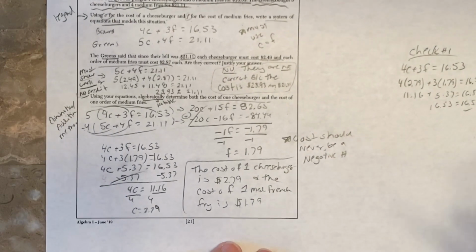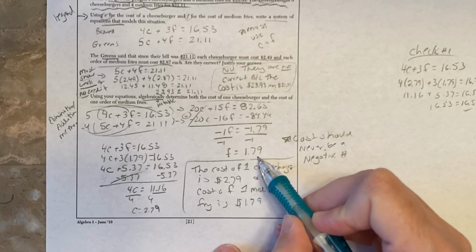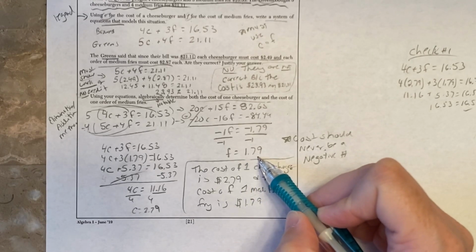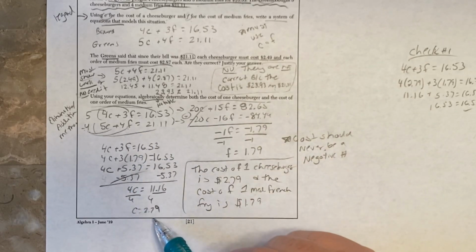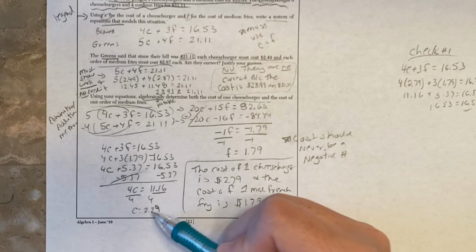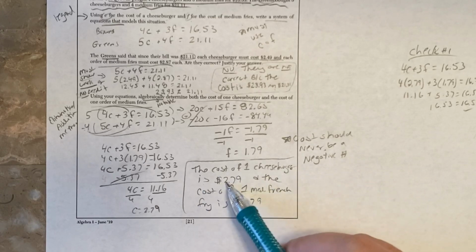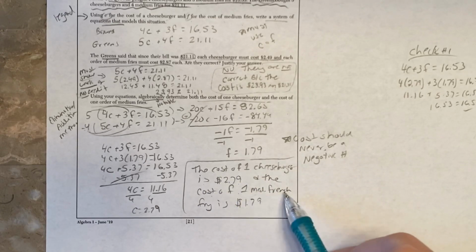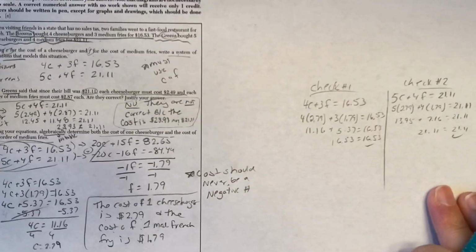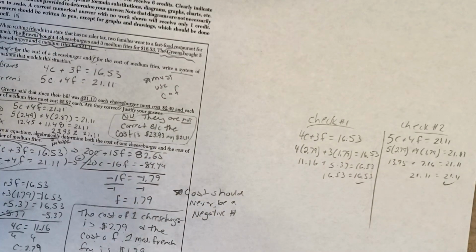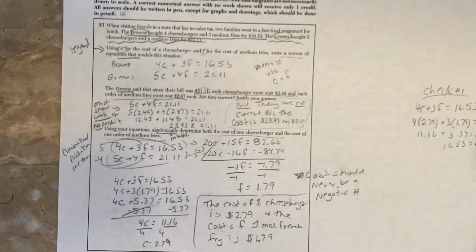Obviously, when you're doing this, cost should never be negative, so you should not be getting a negative answer. But we do get 1.79. That's for our medium French fries. So plug in the French fries back into the original, never the new one, and you get that your cheeseburger is 2.79. So the cost of 1 cheeseburger is $2.79. The cost of 1 medium French fry is $1.79. And then basically I just checked it over here just to show you because it's a Regents and you should be checking. So, all right, that was a lot.